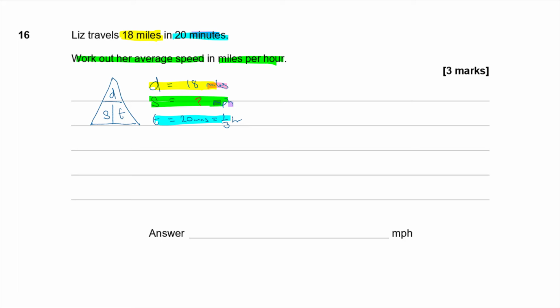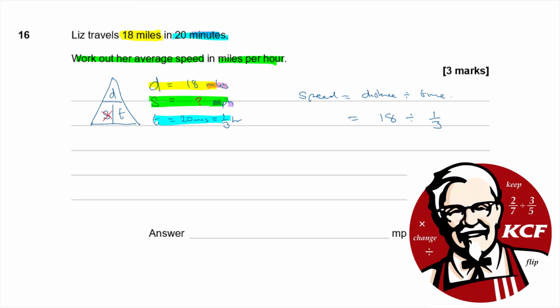Okay, and so when I'm working out the speed, I'm going to cover up the speed, and I know then that distance divided by time is speed. So speed equals distance divided by time. The distance is 18 and the time is 1/3. Okay, so we've got fraction division here, haven't we? When you divide by a fraction, what do you do? Keep, change, flip, don't you?